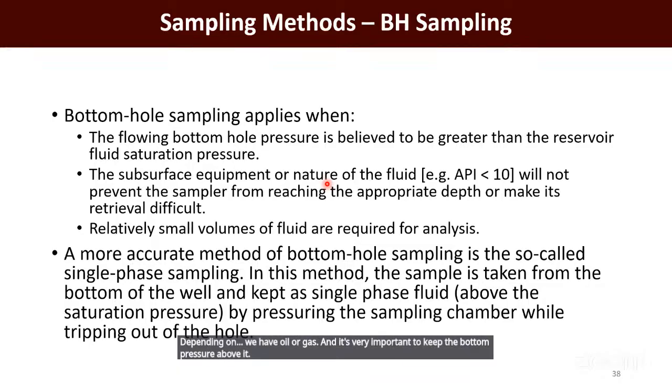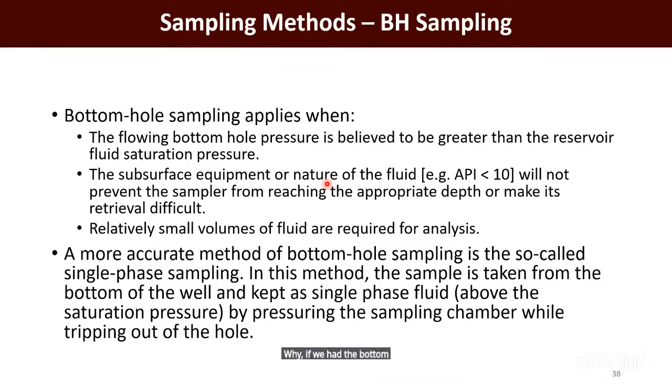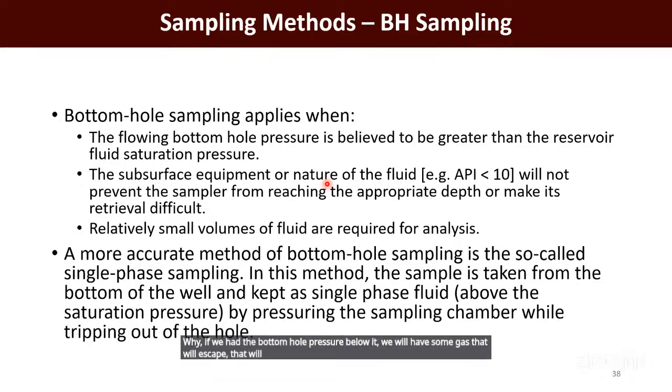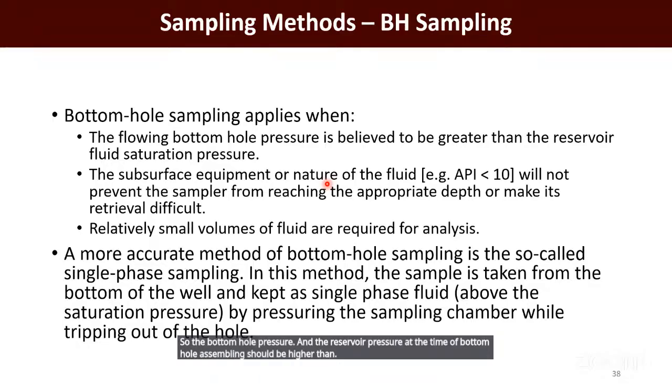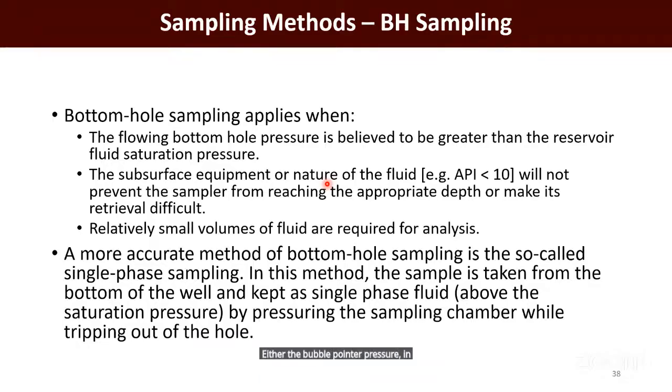Why? If we have the bottom hole pressure below it, some gas will escape, will come free and will not enter. So we'll have misleading data related to the gas oil ratio. So the bottom hole pressure and the reservoir pressure at the time of bottom hole sampling should be higher than either the bubble point pressure in case of oil or the dew point pressure in case of gas.